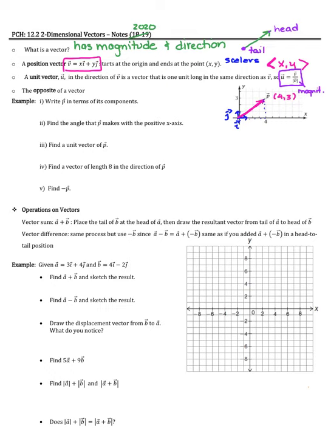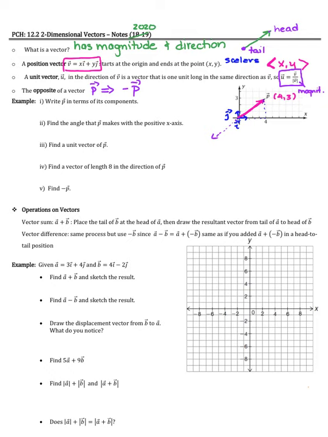Then we have the opposite of a vector. The opposite of a vector just means you're going in exactly the 180-degree direction. So if I had a vector p, the opposite would just be negative p. That's important to know because when you do subtraction of two vectors, you're really adding the opposite. All right, so let's do some examples here.